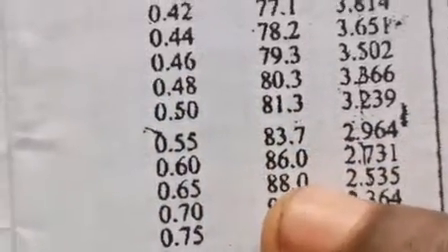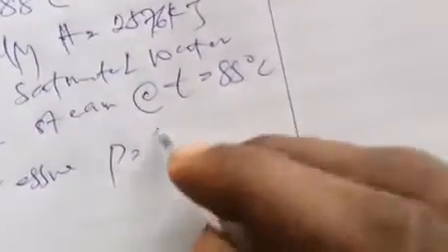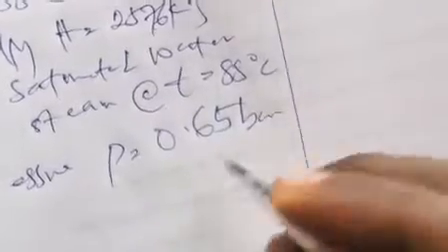These are temperature columns. 88 degrees, 88 degrees. This is 88. This is 88 degrees here, and the pressure corresponding to it is simply 0.65. So the given pressure is 0.65. That's the pressure column. Therefore pressure P equals 0.65 bar.